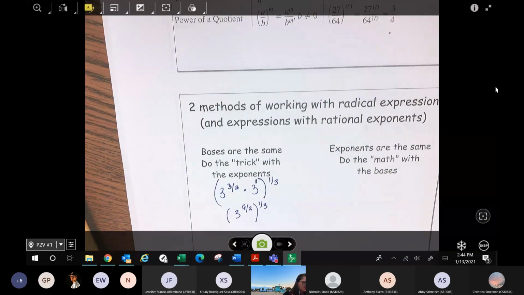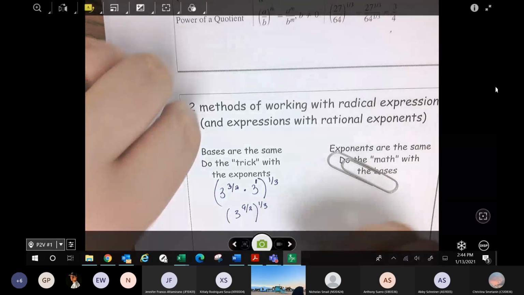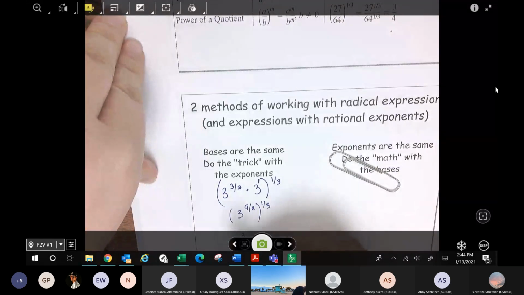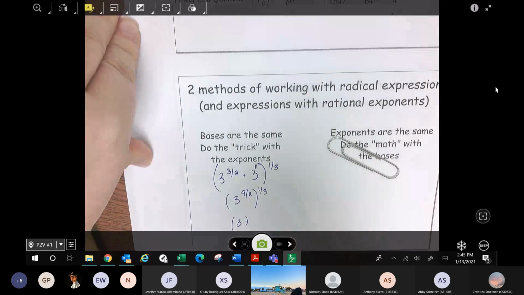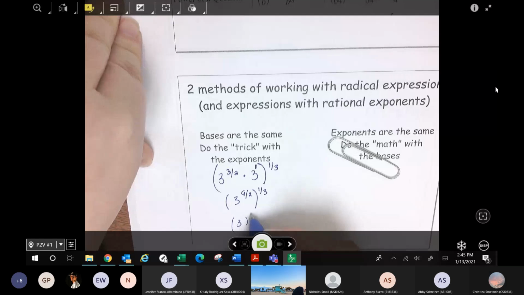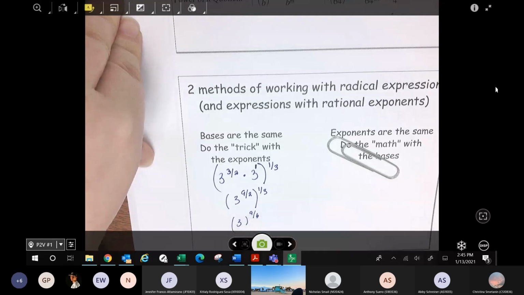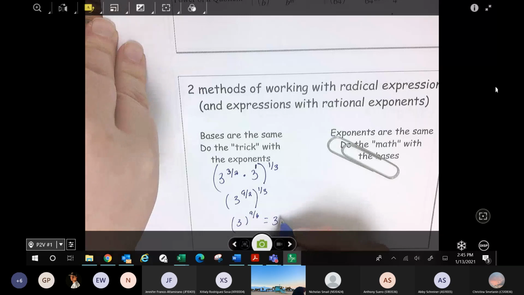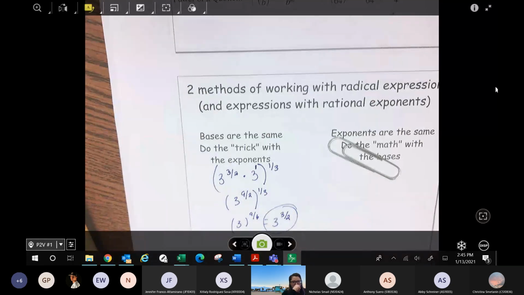Okay, so when you do 9 halves times 1/3, our base is 3. When you multiply these two fractions, you are going to get what? 9/3, 9/6, and then that will reduce to give you 3/2. So your final answer there is 3 to the 3 halves power.